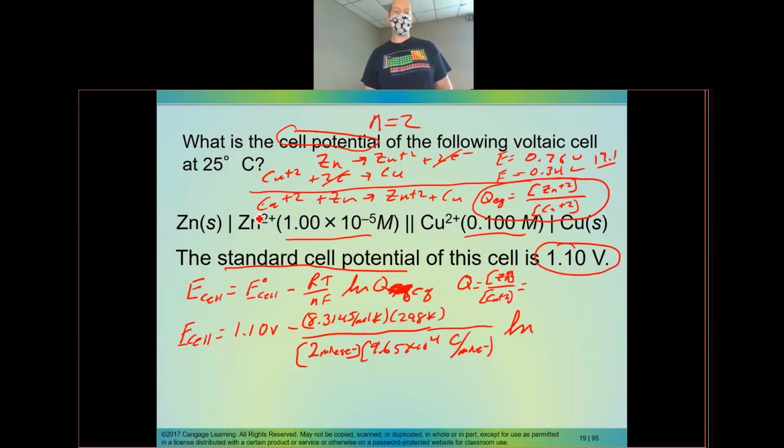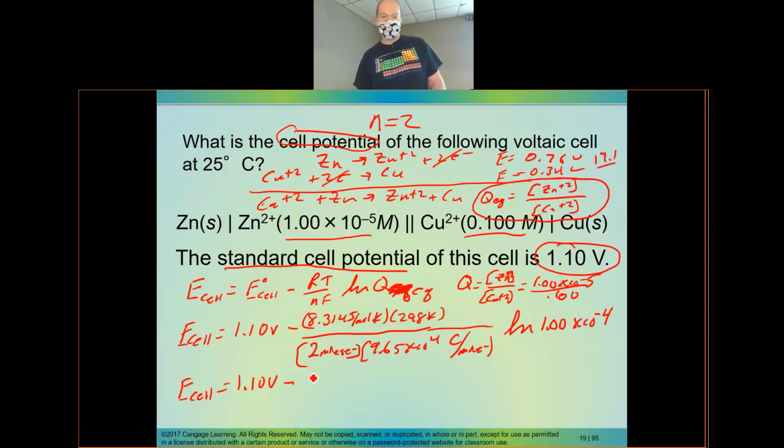And those are given. The zinc plus 2 concentration is 1 times 10 to the minus 5. The copper concentration is 0.1. And so when you take that and divide it by the 0.1, you get 1.00 times 10 to the minus 4. All right, so that is your Q value. All right, so then you push the buttons, you get E cell is equal to 1.10 volts minus, and when you push all of the buttons here, you get a negative 0.12 volts.